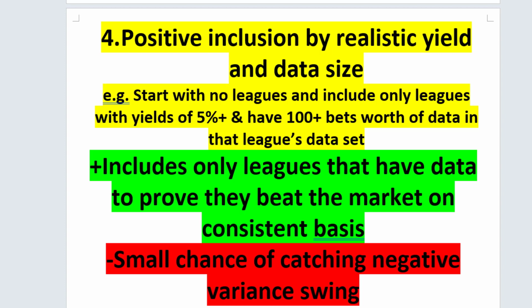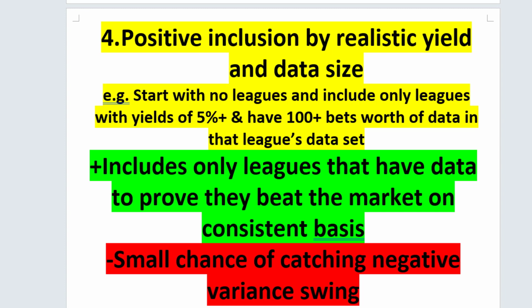And what that means is that we're only using leagues that have data that proves they beat the market on a consistent basis, that prove that this betting strategy works for those leagues. Because after 100 bets, it's still in profit. And as time goes on, you can refresh your data, because you'll have new bets in, new data in, and then see if some leagues will be added in or removed. So I think this is quite a good one.